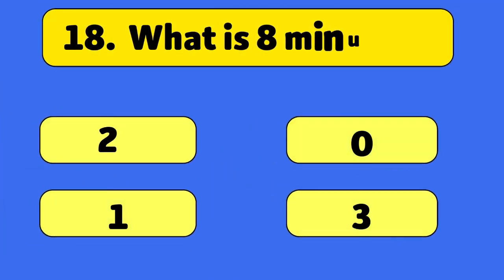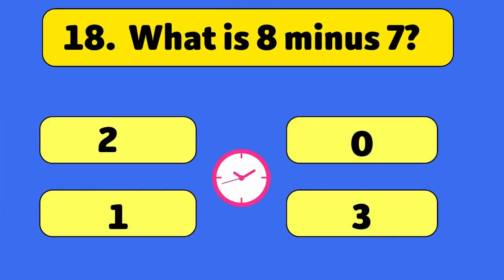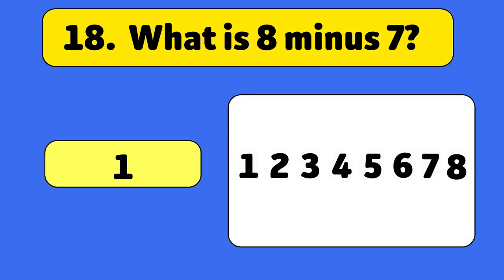What is 8 minus 7? One. Start with 8 and take away 7. And we're left with 1.